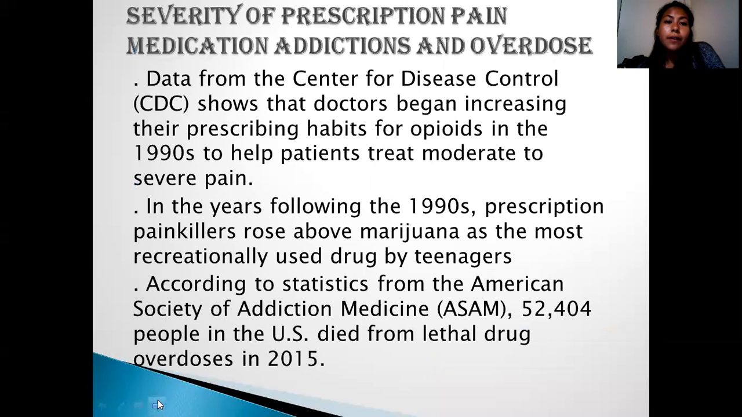Next, the severity of prescription pain medication addictions and overdose. So some of the data that I found is that CDC shows that doctors began increasing their prescribing habits for opioids in the 1990s to help patients treat moderate to severe pain. In the years following the 1990s, prescription painkillers rose above marijuana as the most recreationally used drug by teenagers. And according to the statistics from the American Society of Addiction Medicine, 52,404 people in the US died from lethal drug overdoses in 2015.